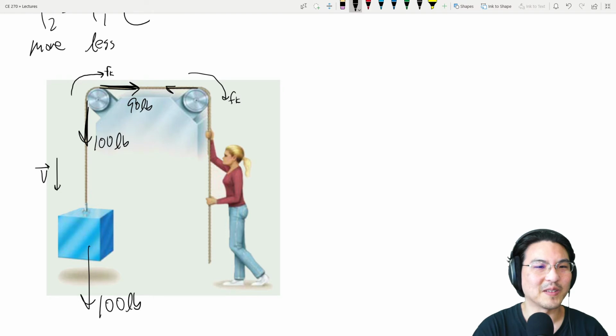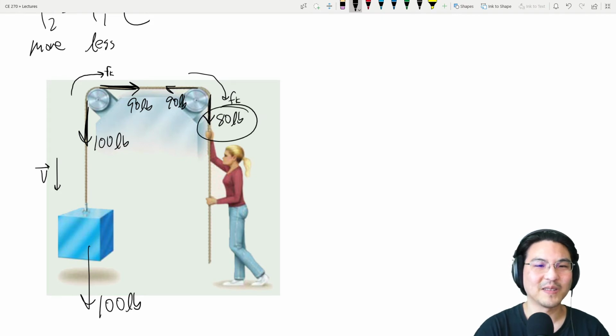And then if over here is 90 pounds, look, there's friction opposing that motion. So let's say over here is more or less. It has to be less. I'll just make up a number. 80 pounds. Right, so this is less than this. I'm sorry, yeah. And then this is less than this.